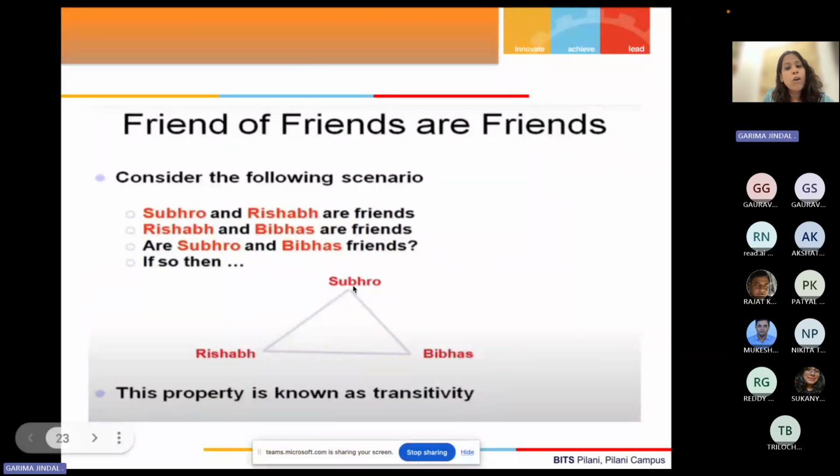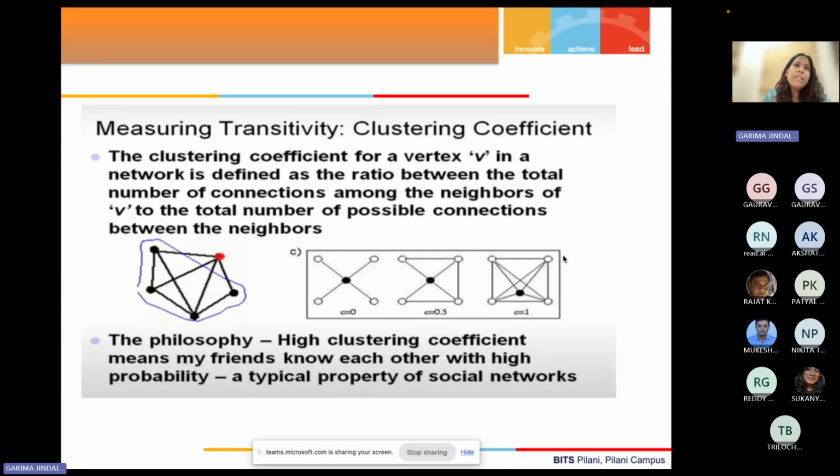The more common friends Rishabh and Vibhas have, the more the probability of these two becoming friends increases. Transitivity plays a very crucial role in social networks. So how does it play an important role?